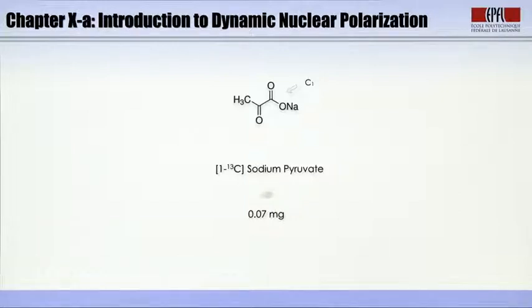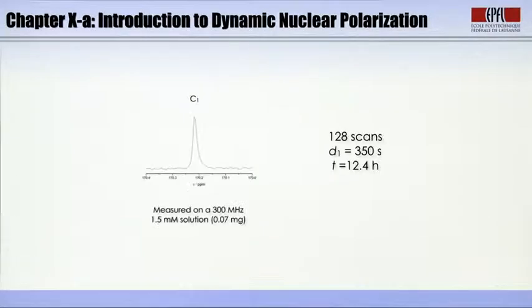So in this MOOC, we're going to take as example sodium pyruvate labeled on the carbon 1 position, and we're going to assume, just for the example, that we only have 70 microgram of sample. Now if you measure this sample overnight in a 300 megahertz spectrometer, this is the kind of spectrum you're going to get in 128 scans at interval of 350 seconds and measured during 12 hours.